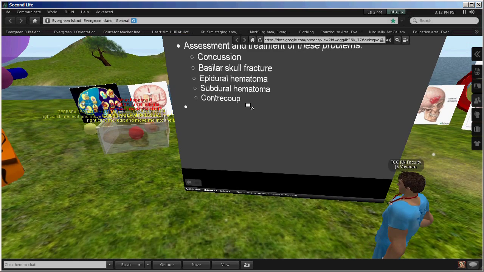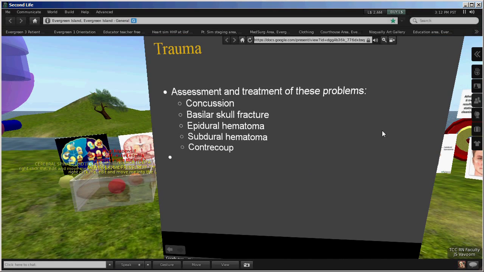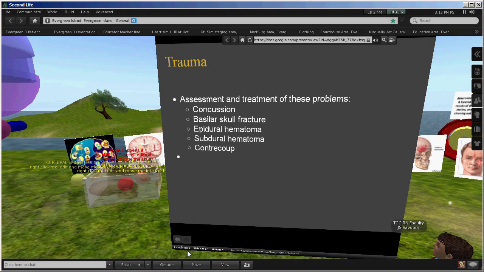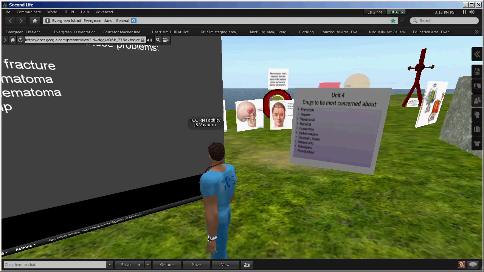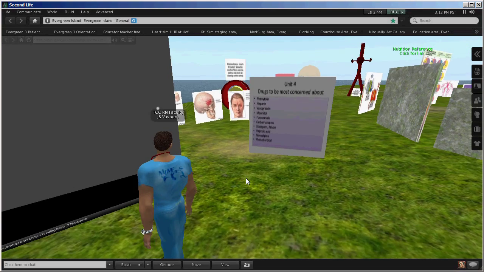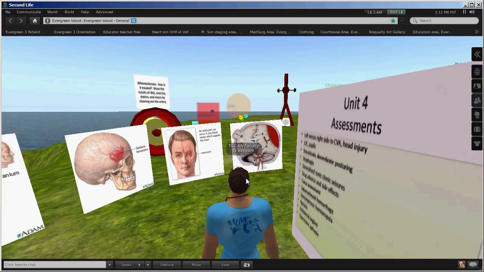In terms of trauma, assessment and treatment of these problems: concussion, basilar skull fracture, epidural hematoma, subdural hematoma, and contrecoup injury. So that's kind of the slide. So let's walk around a little bit more and look at some of the displays that I have out here.